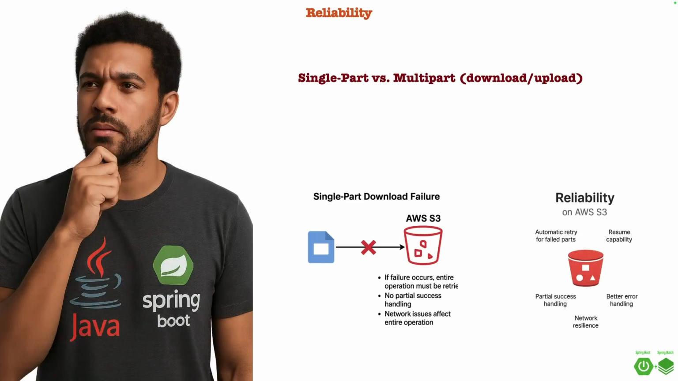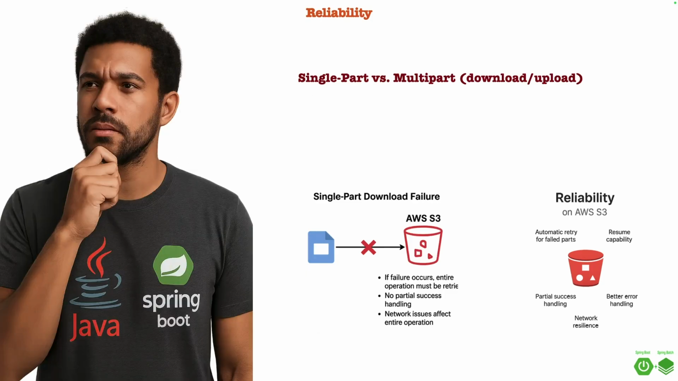But when we talk about the multi-part upload, we can understand that we have automatic retry for failed parts, we have partial success handling, we have the resume capability, we have better error handling, network resilience, and also we have parallel connections, better bandwidth utilization, reduced latency, and automatic retry with exponential backoff, and so on, guys.